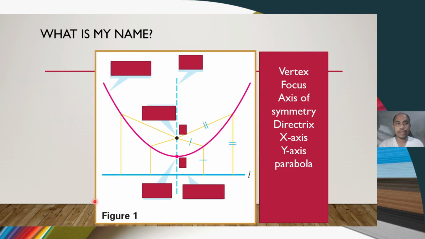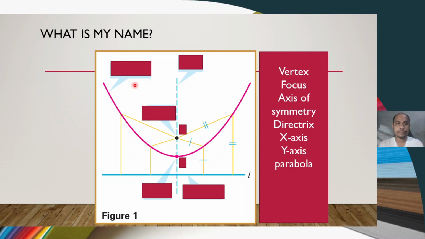Now let's have a short game. This is called What is My Name? Could you guess what are the parts that refer to each blank? Okay, let's try. Let's have the first blank here. What do you think is the part of the graph that refers to this blank here? You can choose the answers on our right corner. So the first one, can you guess?